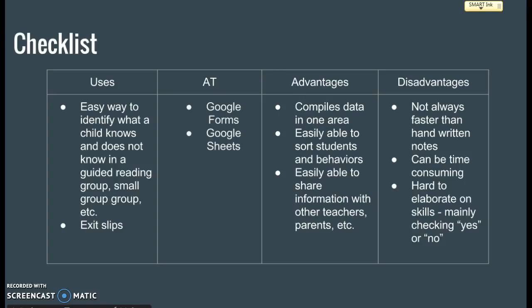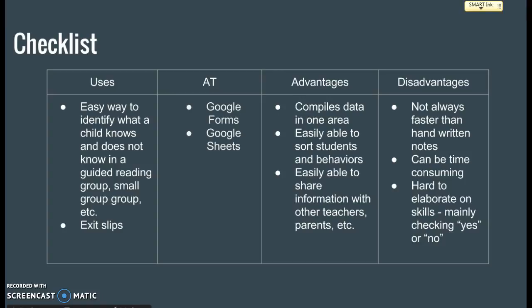Some of the advantages might be that they compile data into one area. It's easily able to sort students and their behaviors, and it's also easily able to share information with others, such as teachers or parents. Some of the disadvantages of using a checklist with technology might be that it's not always faster than our handwritten notes. Oftentimes we can quickly go through and check it off. It might take some teachers longer to do that on Google Forms or using Google Sheets. It can be time-consuming when teachers are required to set up the form or the sheets rather than using a paper and pencil check-off sheet.